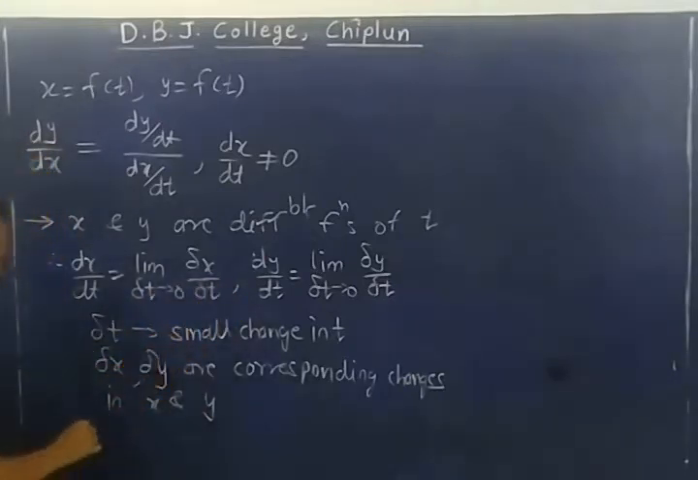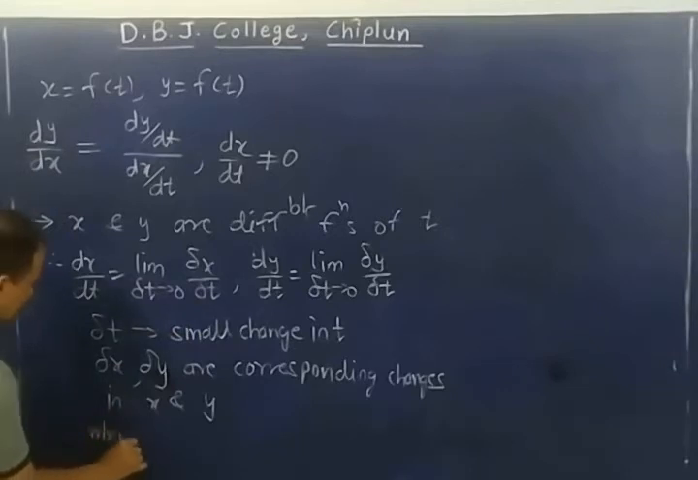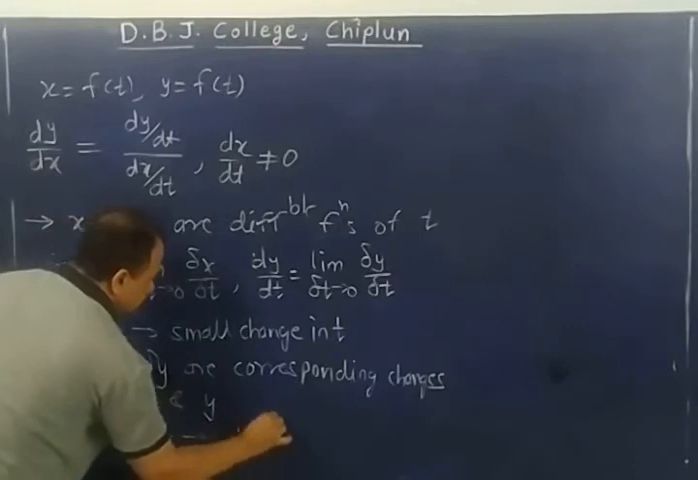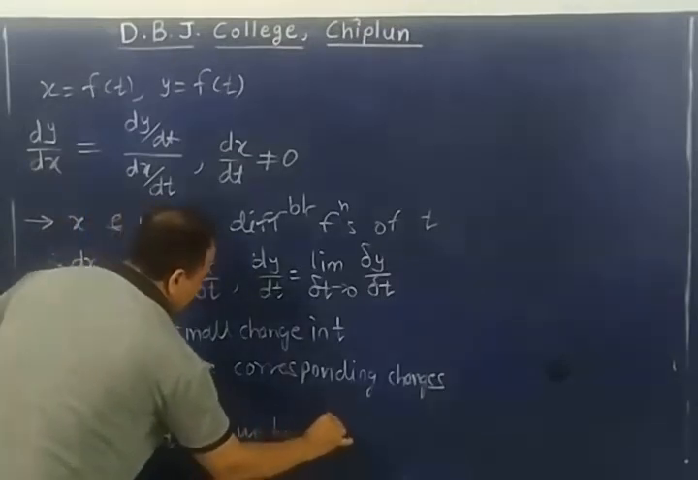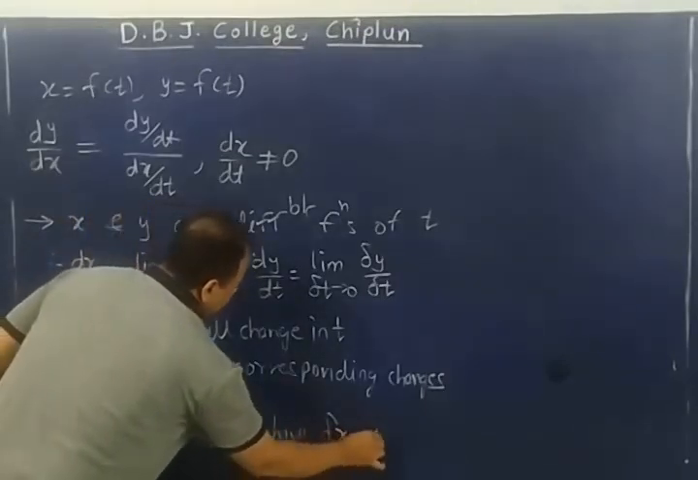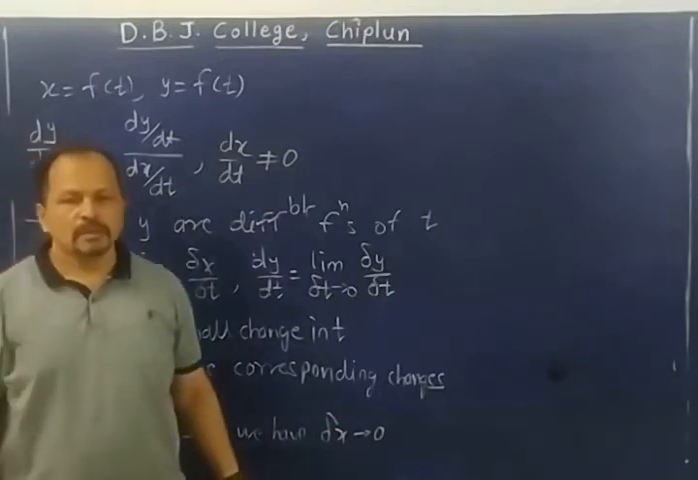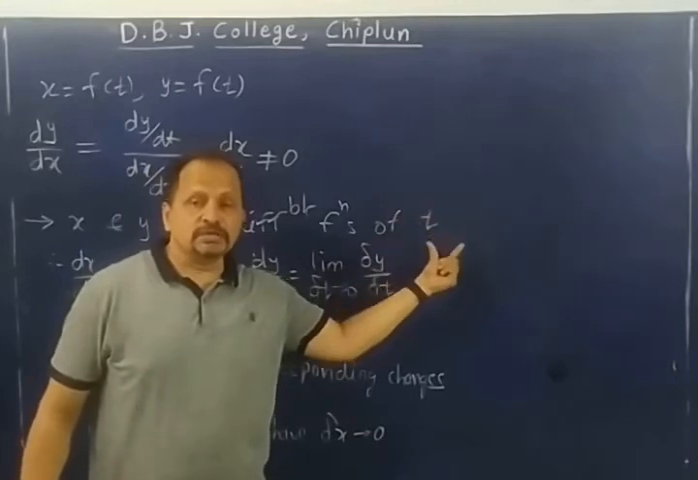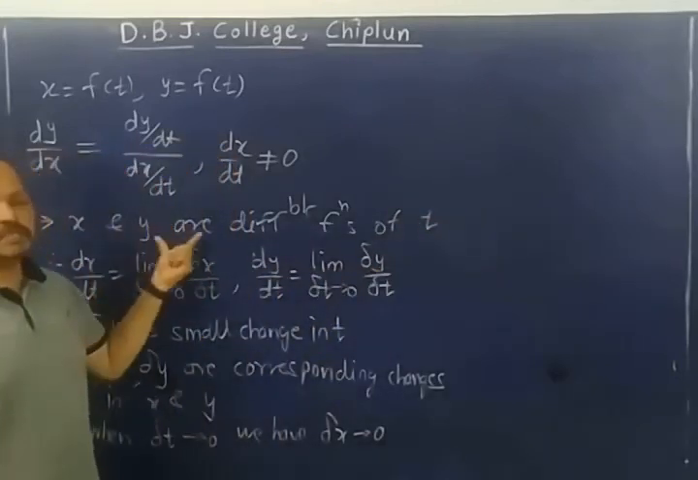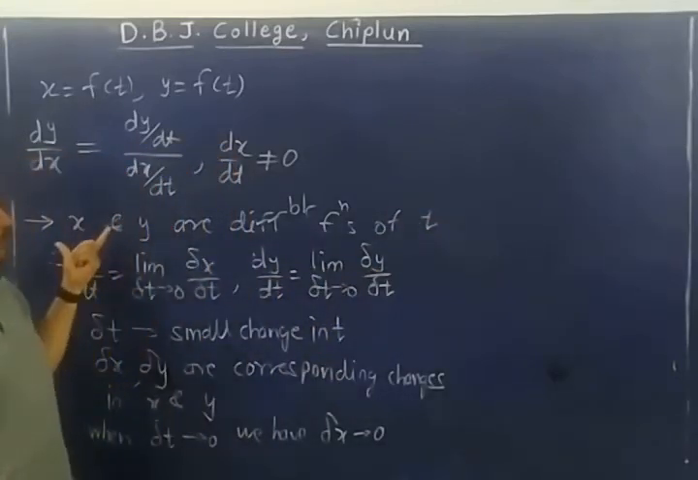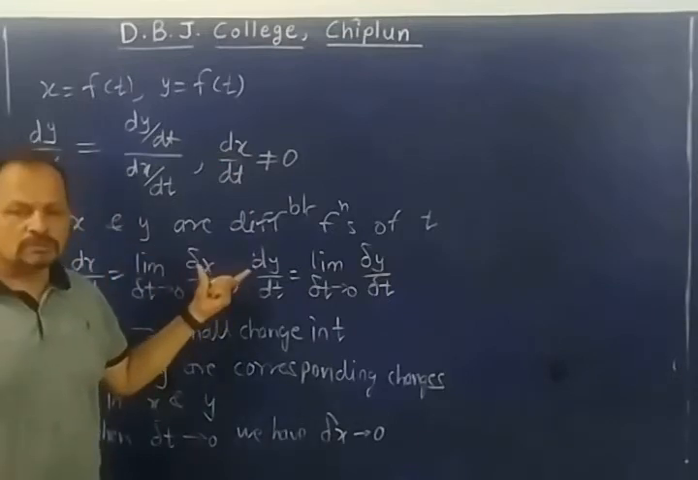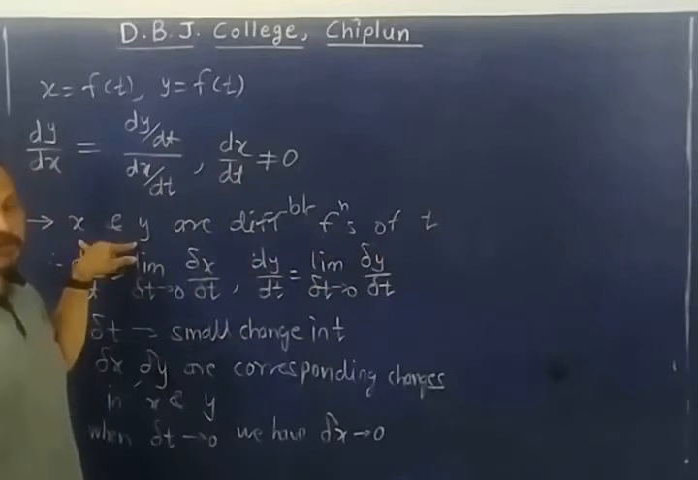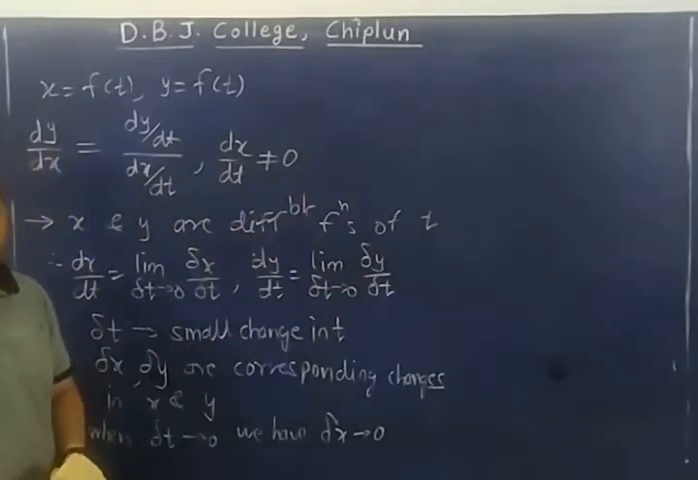Also, we know that when delta t tends to 0, we have delta x tending to 0. Whenever the independent variable goes to 0, the changes in the dependent variables also go to 0. t is independent, and x, y are dependent on t.